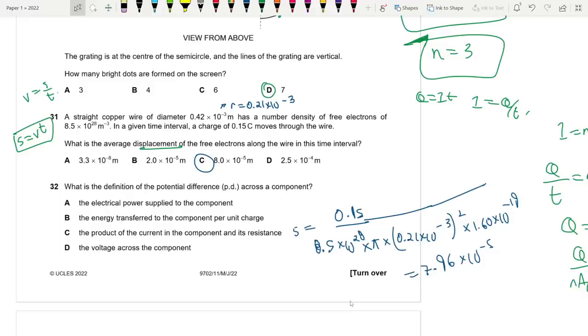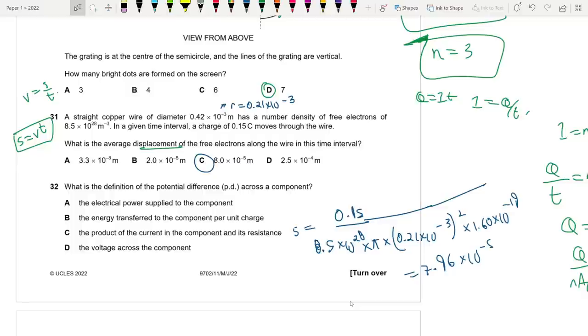Okay, let's finish this. 32. What is the definition of the potential difference across a component? So potential difference, remember, it's not V is equal to IR. It is actually defined as the work done per unit charge as it moves through one component, or the energy converted from electrical to other forms as it's per unit charge as it passes through a component.